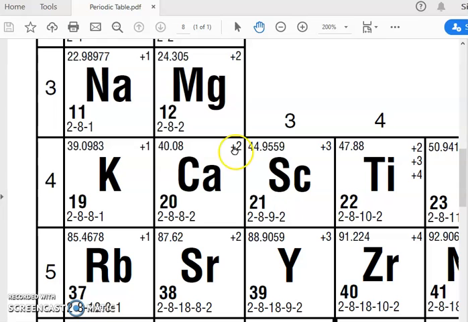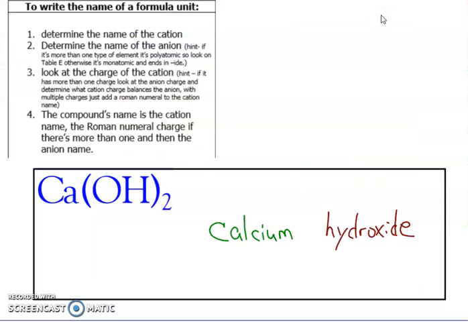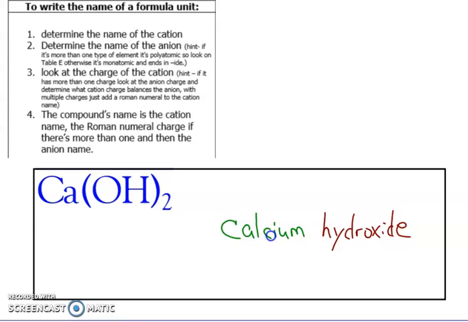Calcium, as it turns out, only has a +2. So we don't need to say which calcium we're talking about here because there's only one calcium. All right? And so once we know that there's only one calcium, the name is done. The compound's name is the cation name, calcium, the anion name, hydroxide, and no Roman numerals are needed because there's only one type of calcium.